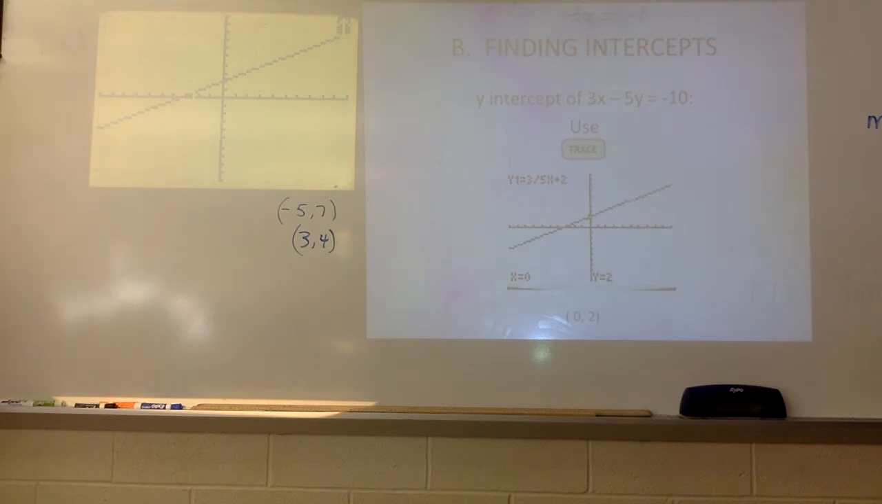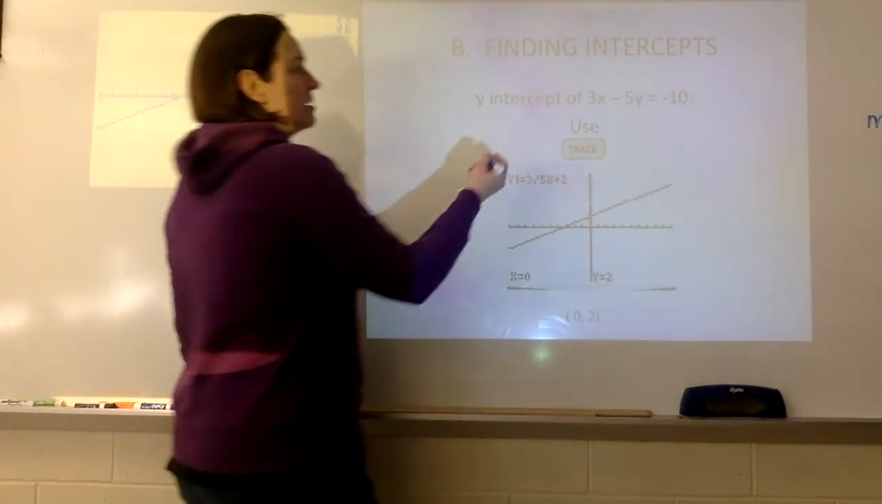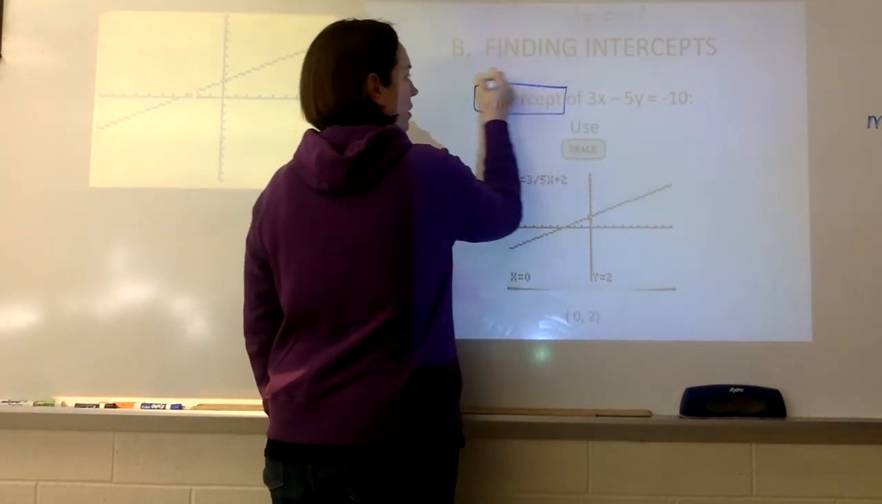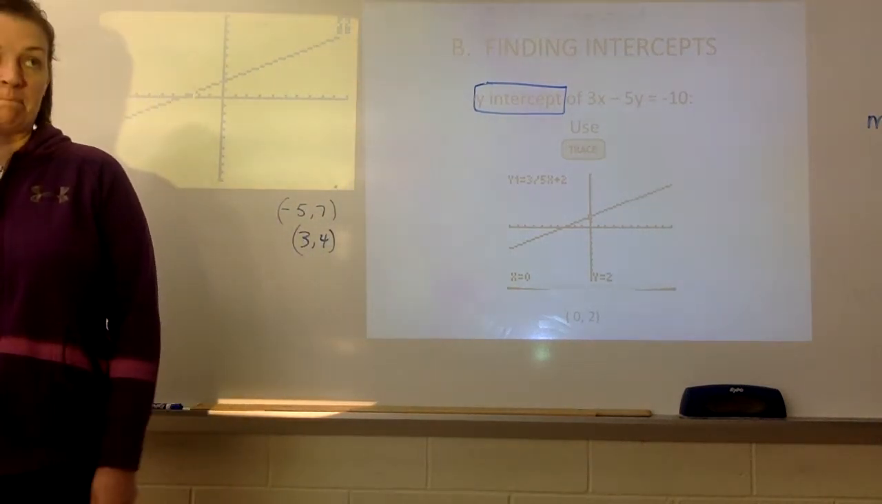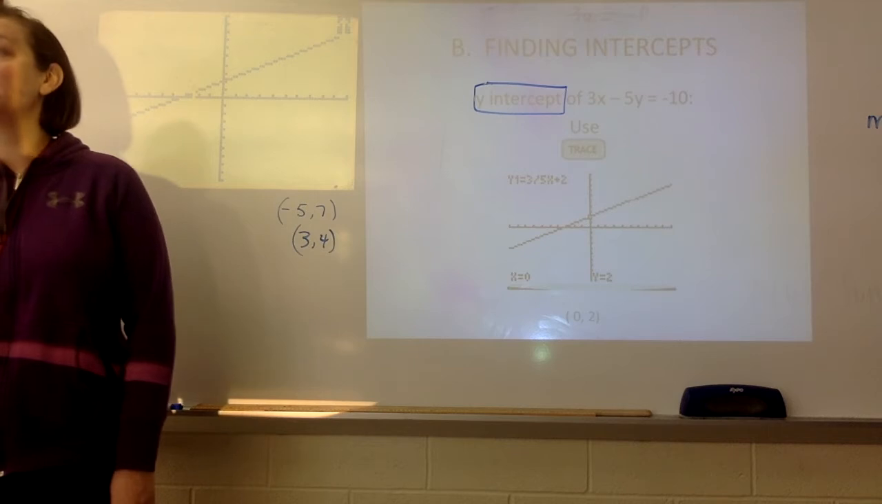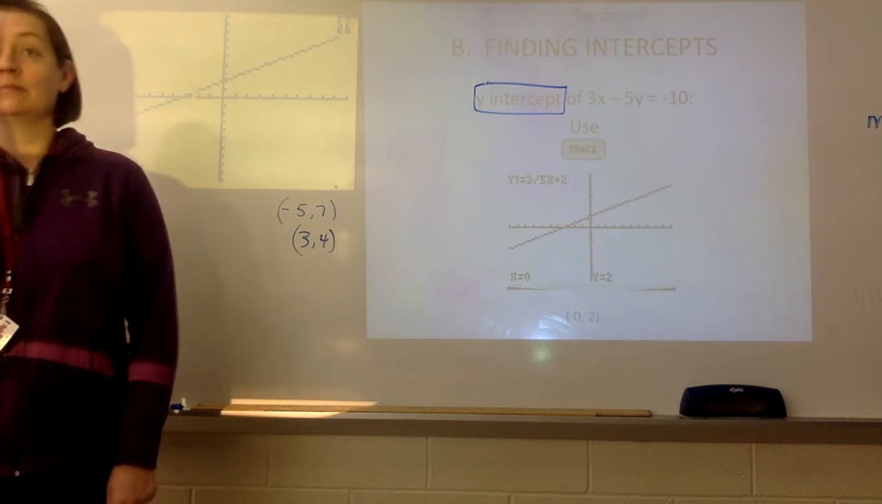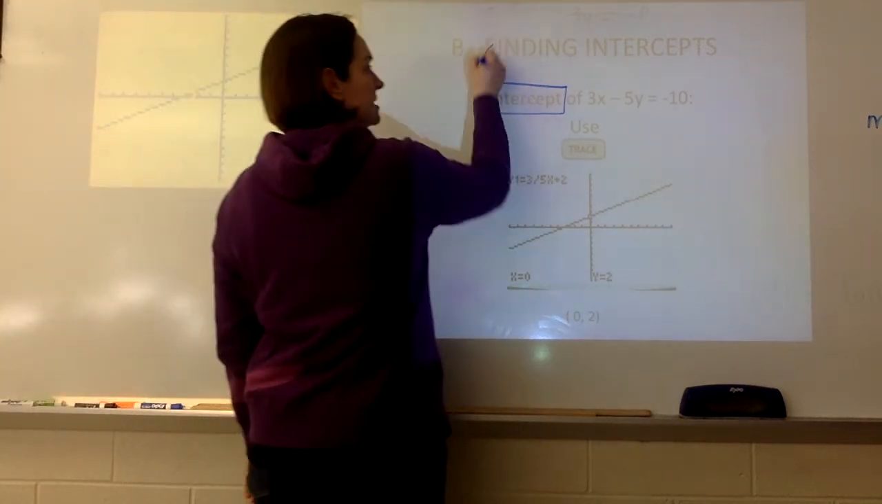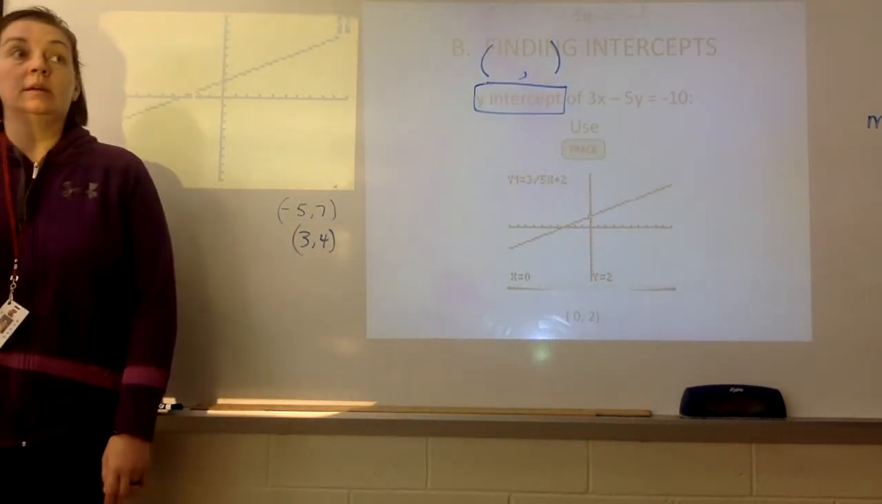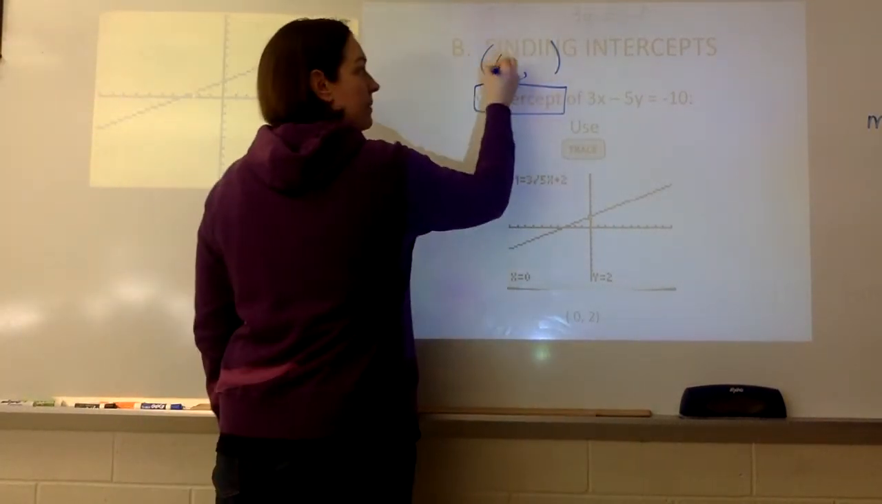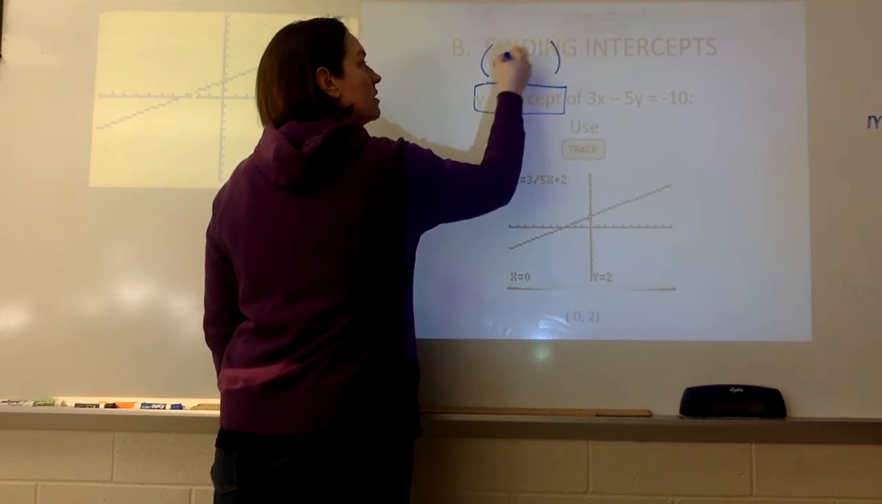In order to find the y-intercept, what do we know about all y-intercepts? This is something that we have to know moving forward. What do all y-intercepts have in common algebraically? Every y-intercept in the world is on the y-axis, and what do we know about all points on the y-axis? The x is 0.